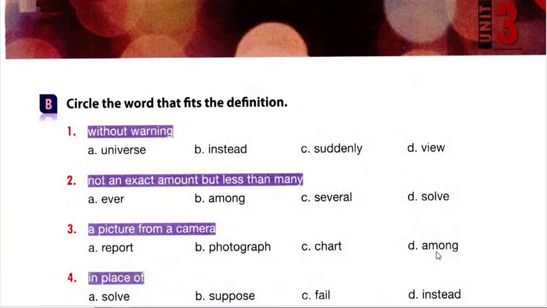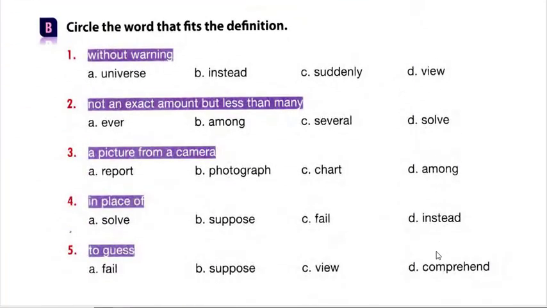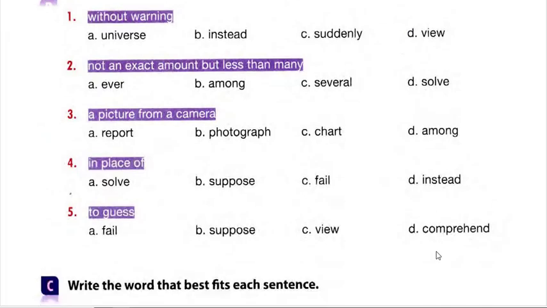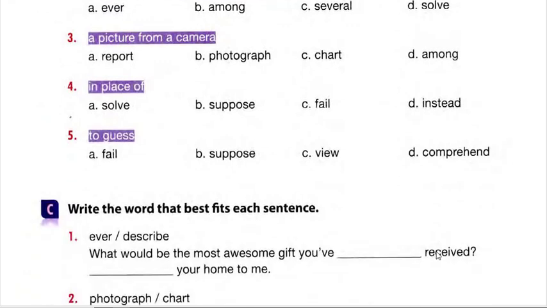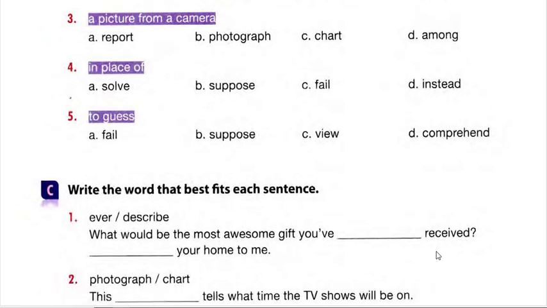Let's circle the word that fits the definition. We have the definition, without warning. That is suddenly. Not an exact amount but less than many, that is C, several. A picture from a camera is photograph, B. In place of, instead, D is correct. To guess means to suppose.